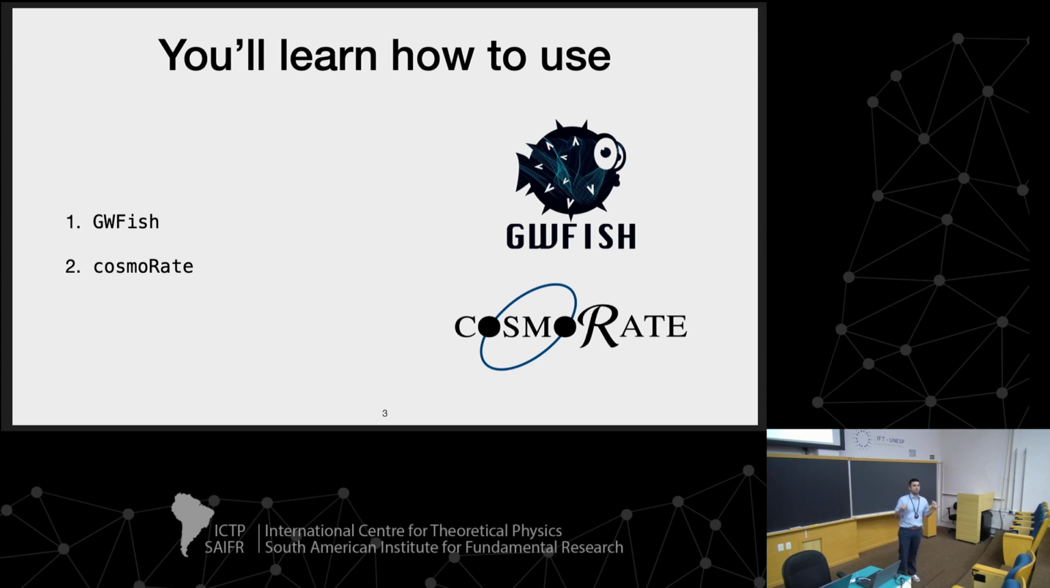So during lecture, we will see the basics, but we are going to see actual real research. During the hands-on sections, you will learn how to use 2 codes, GWFish and Cosmorate. GWFish is a code that allows you to do, in approximate way, but fast way, parameter estimation. And this is very important for next generation detectors. And Cosmorate, which is a code that provides you the redshift information of sources.